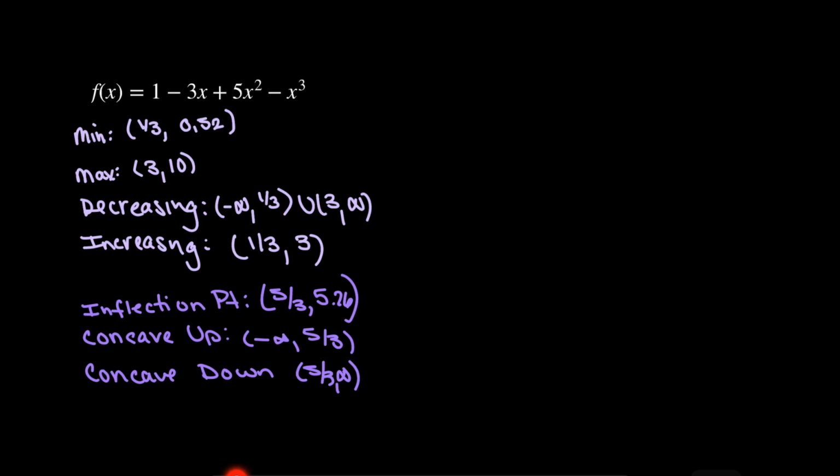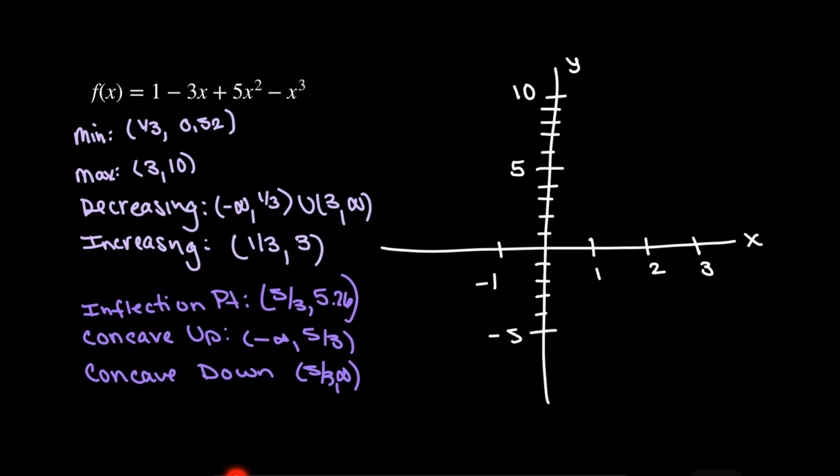So when creating a graph by hand, the first thing I'm going to do is plot any points that I have found. So I have a total of 3 points that I have found: a min, a max, and an inflection point. So I'm going to start by graphing those 3 points. So I had to just kind of estimate. My min was at 1/3, like 0.5. My inflection point is at 1 2/3, and then 5 point something. And my max is at (3, 10).